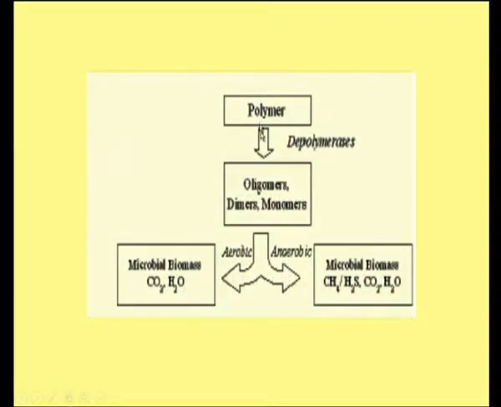Again, the polymers especially undergo degradation in the presence of depolymerases. Depolymerases are enzymes from microorganisms which do the opposite of polymerization. Depolymerases will give oligomers, that is, small polymers, and dimers and monomers, as the polymers undergo hydrolysis using depolymerases. These will undergo further degradation, either aerobic or anaerobic. If it is aerobic, CO2 will be the major product, whereas if it is anaerobic, methane will be the major product.